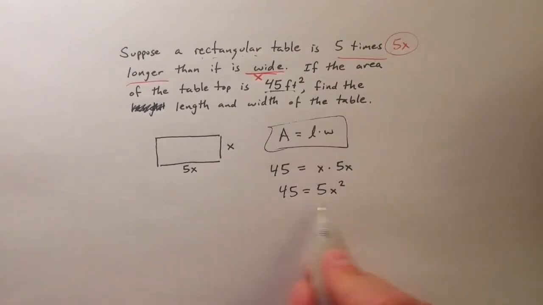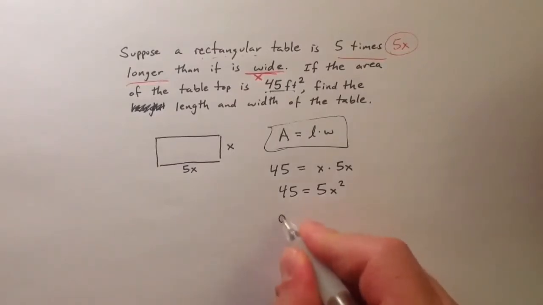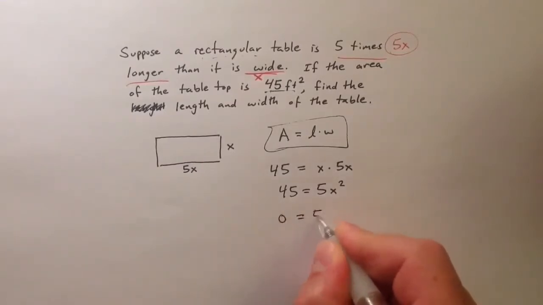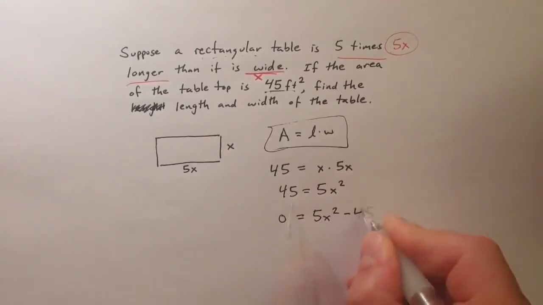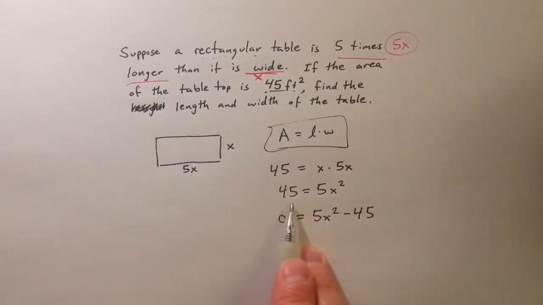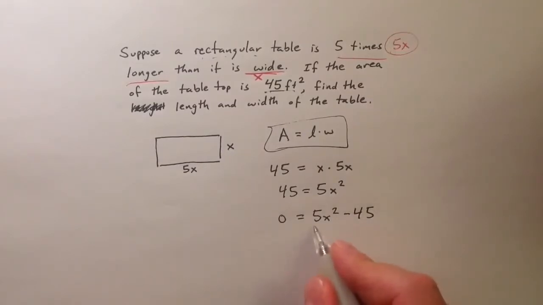And I want to try to solve this equation. Well, the tool that we have for solving an equation like this with a squared term would be factoring. I can use the principle of zero products. But to do that, I need to get 0 on one side. So let me subtract 45 from both sides. And that takes the positive 45 that was on the left-hand side and makes it a negative 45 on the right-hand side. So now I can factor this.